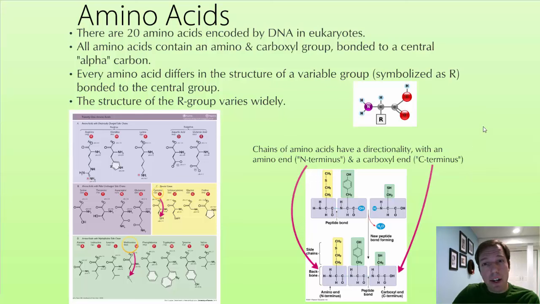There are 20 amino acids that are encoded by our DNA, meaning that a particular sequence of DNA nucleotides is going to correspond to one of those 20 amino acids. There are many more amino acids, actually hundreds of known amino acids, but these are the 20 that we're going to focus on because we see that information in DNA is used to be able to build them.